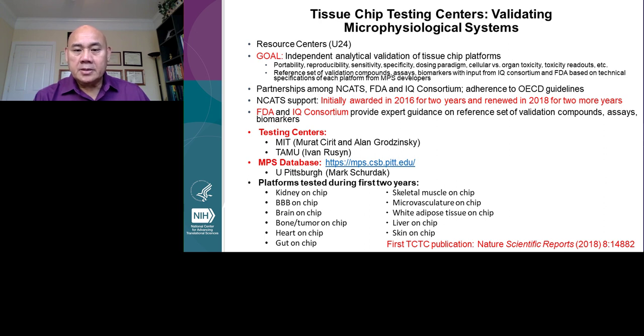So the idea here is for each of the testing centers to test each of these organs on chips in parallel, essentially to be able to independently validate how useful the technology is, how easy it is to transfer the technology from the developer to the testing centers, and being able to replicate the findings through the validation set of compounds, creating best practice, and being able to identify what the primary opportunities are in using these technologies, as well as identifying some of the limitations.